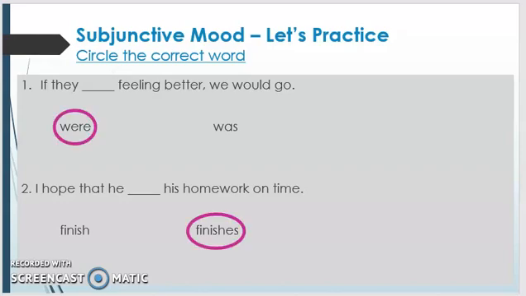Alright, so if they were feeling better, we would go. And I hope that he finishes his homework on time. So hopefully you got those right. If you're stuck on these, let me know what questions you have.